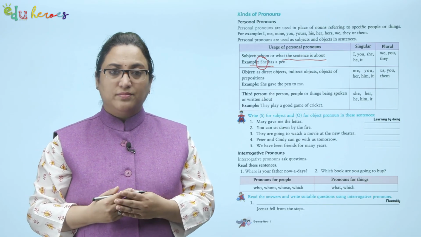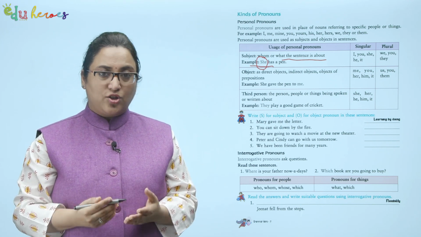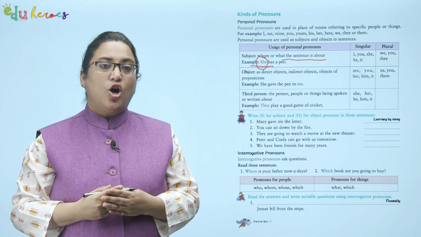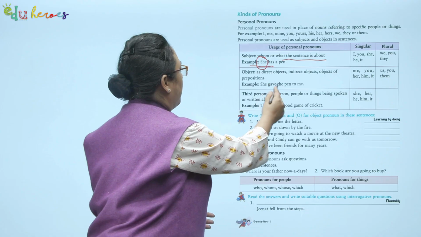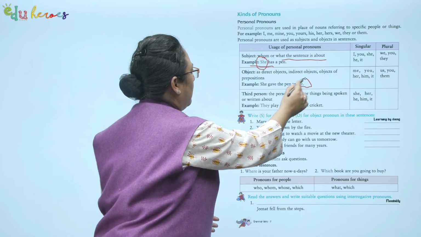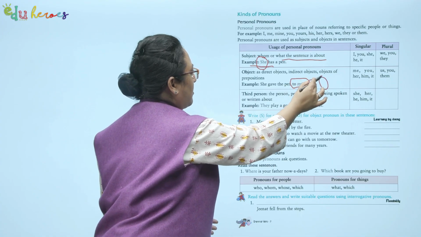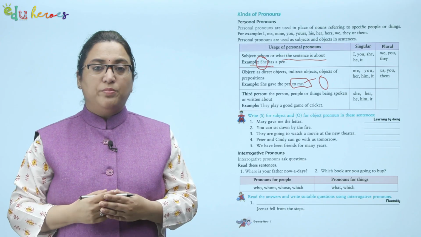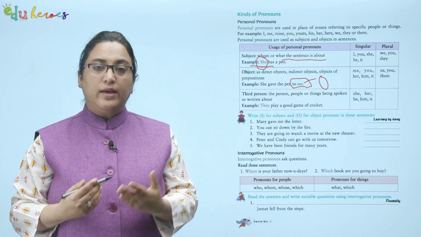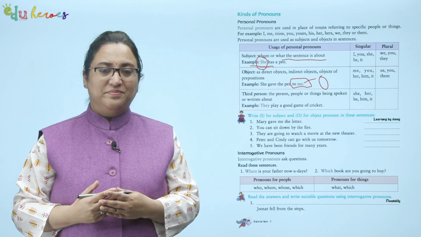But all are pronouns. Now, when acting as an object, as direct objects, indirect objects, objects of preposition, like she gave the pen to me. Here, me is the receiver. So that's why it's an object. In the singular form, the pronouns would be me, you, her, him, it. And in plural, us, you, them.